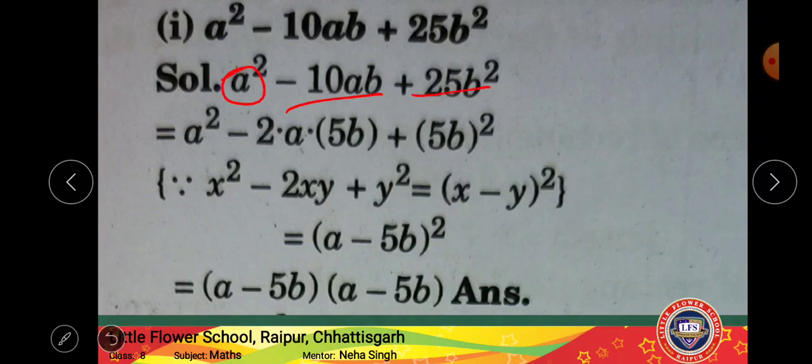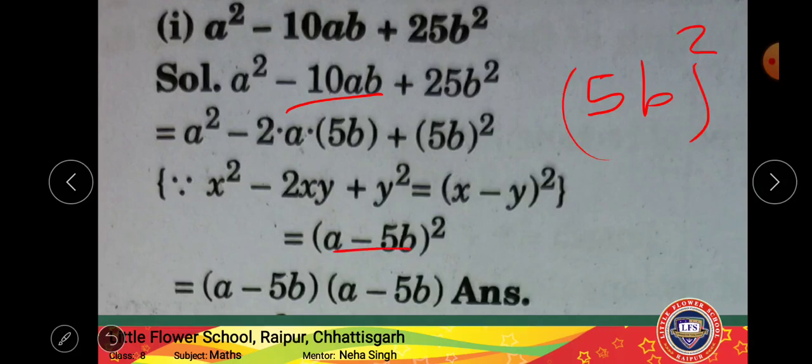See, a square is in square only. This 25b square, I can write 25 as 5 square, and so I can write 5b whole square, right? So a square, and here it is 5b. Value of x is a and value of y is 5b, right? So the center term will be 2ab, meaning 2 into a into 5b, right? So this is the formula for a minus b or x minus y.